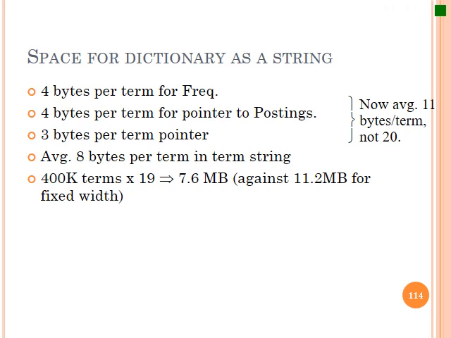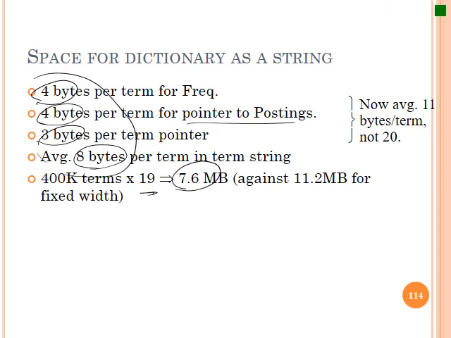So if you count this, you need 4 bytes for the frequency, 4 bytes for the pointer to the posting, 3 bytes for this, and then 8 bytes per term in the term string. So you sum this up, that's 19. Together it will be 7.6 megabytes versus the 11.2 megabytes. That's a lot of saving compared to before. You save almost half, right?